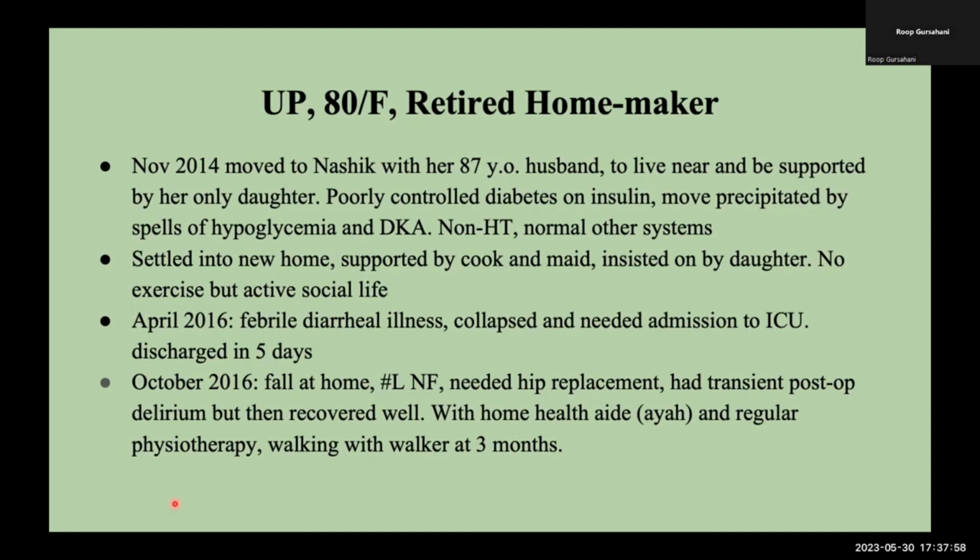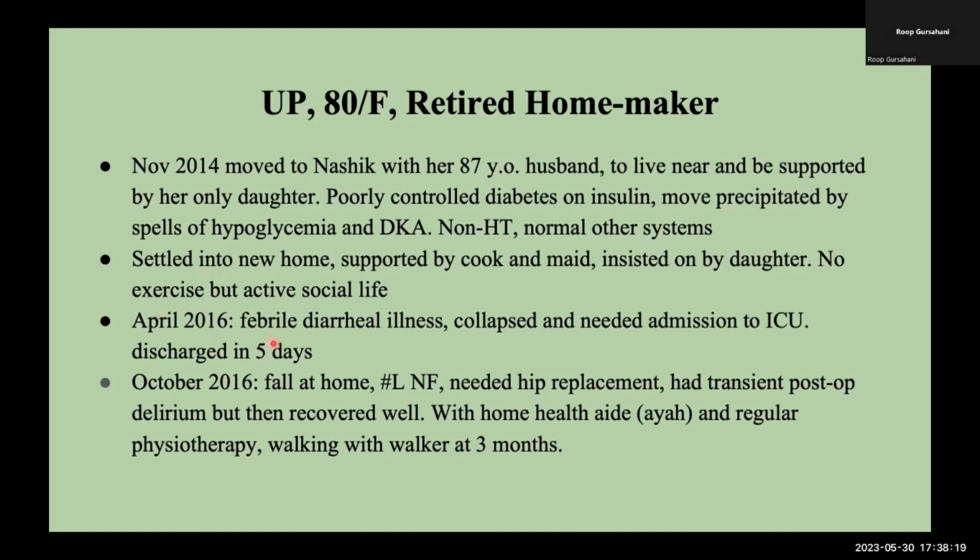Her diabetes was poorly controlled, and she had episodes of hypoglycemia and DKA. Otherwise, she was okay. The daughter said, no way that I can manage things at Mumbai. You have to come and stay near me. So they did that, and they settled in. She had an active social life, and for a little under 2 years, things went well.